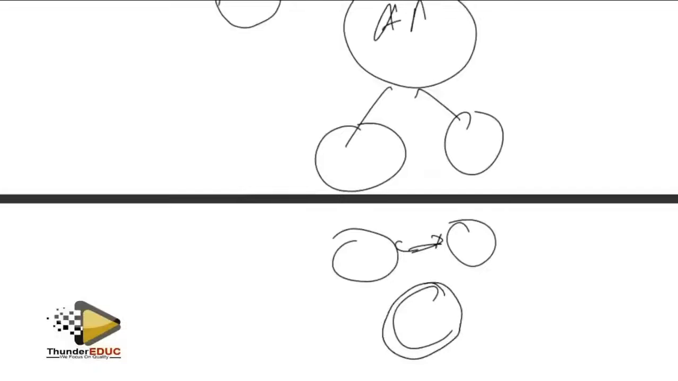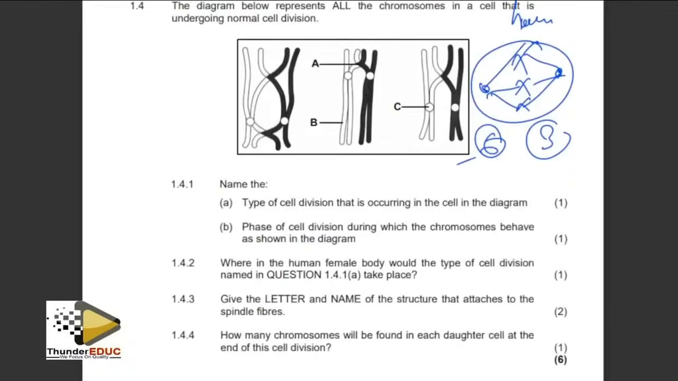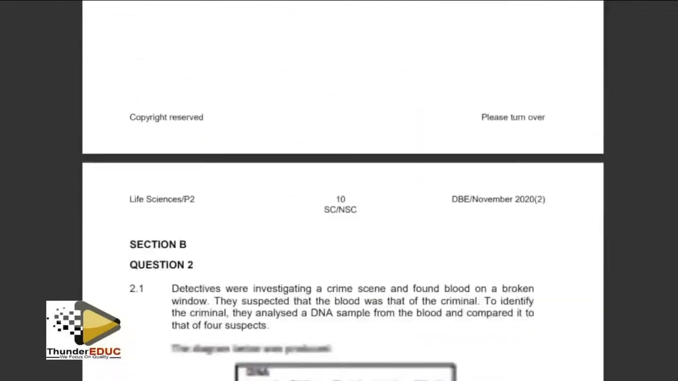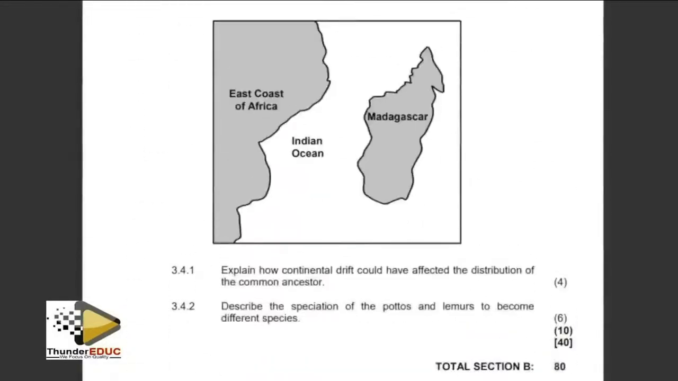You have a population of A. So you have to tell us that there was one population. Now the population is divided into 2 by a geographical barrier. You have to tell us the geographical barrier. Let me show you, because I saw a question here. So what is the geographical barrier here? The question asks you to describe the speciation of poto and lemurs.